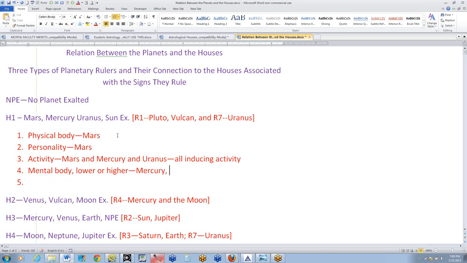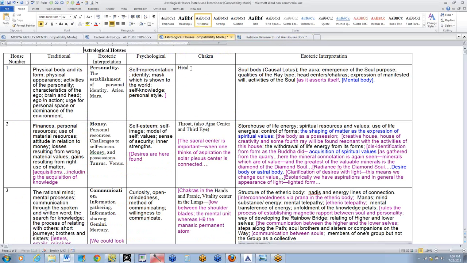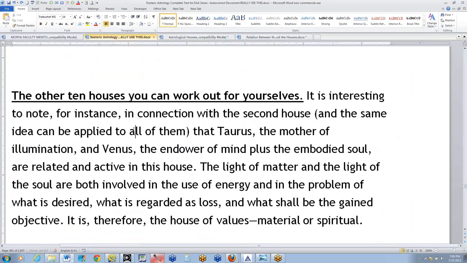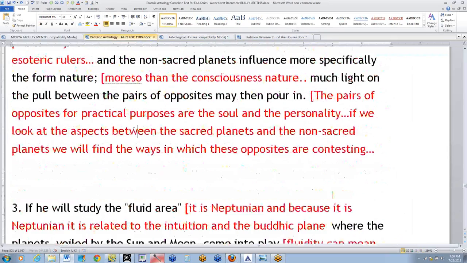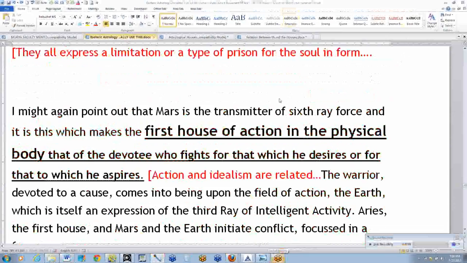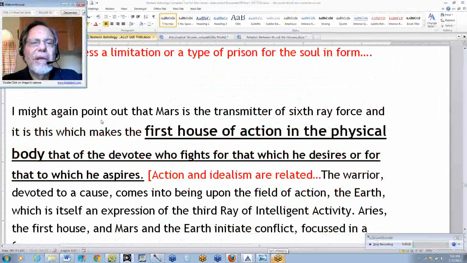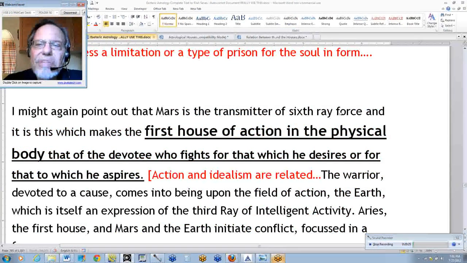What did DK tell us about this first house? I'm trying to remember this. It was interesting. So this is the way he put it together here. He said, I might again point out that Mars is the transmitter of X-ray force, and it is this which makes the first house of action in the physical body that of the devotee, who fights for what he desires or for that to which he aspires.